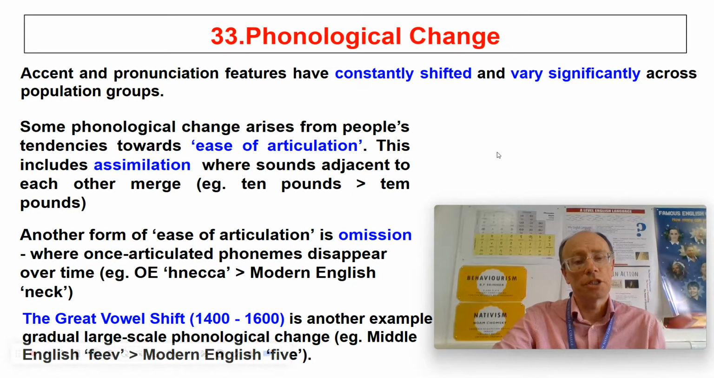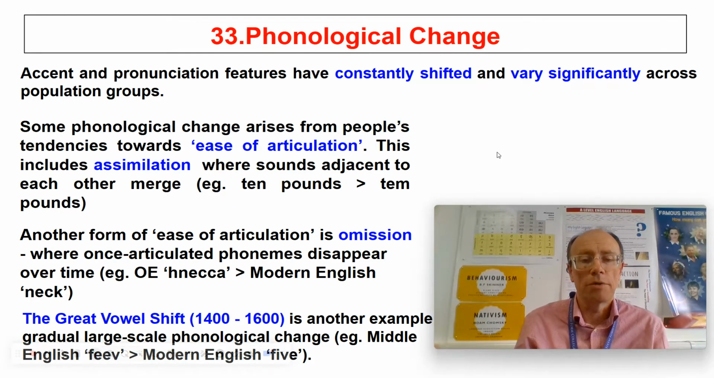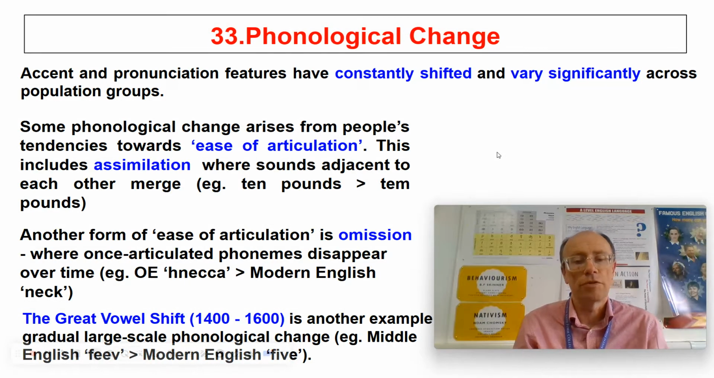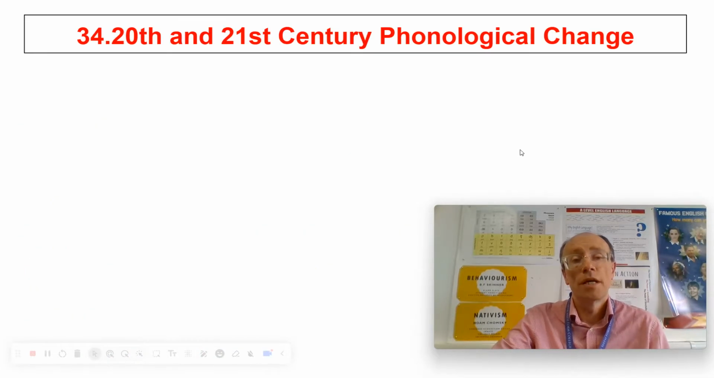Another phonological change of note was the GVS, the Great Vowel Shift from 1400 to 1600. So this was a really good example of gradual, large-scale phonological change. I talked about it in an earlier video. It basically was about the position of vowels and the length of vowels. Middle English "five" becomes Modern English "five".